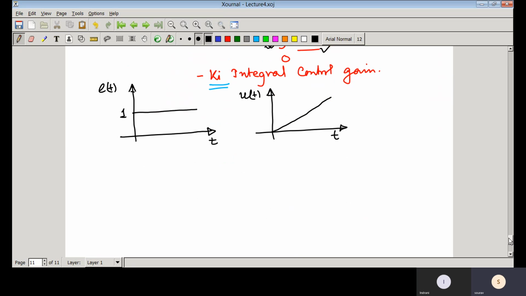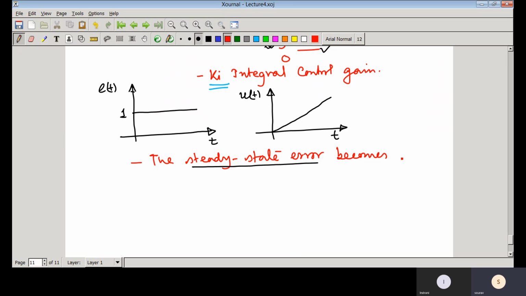So in this particular case, the big advantage of using integral control is it gives you the tracking performance. That means the steady state error. So this particular term, for the time being, you just take this term. I will be discussing this one in detail later. So the steady state error becomes 0.